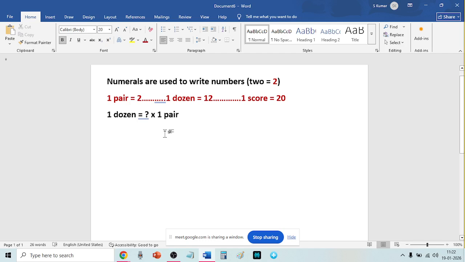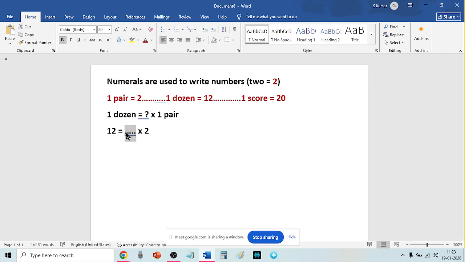2 should not be multiplied by 12. 2 should be multiplied by another number to get 12. Something multiplied by 2 gives you 12. 1 dozen is 12 equal to some number multiplied by 2. What I should write here? If I write 12 here, 12 into 2 will not be 12. What number should I write here to get 12?